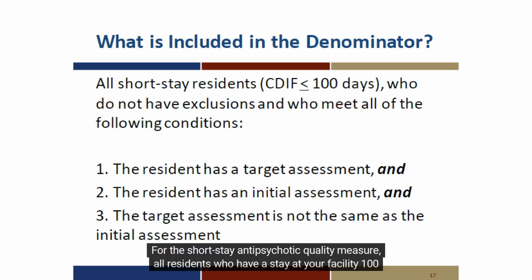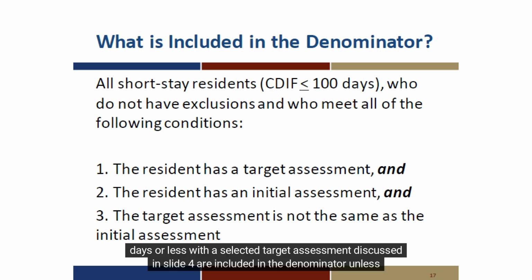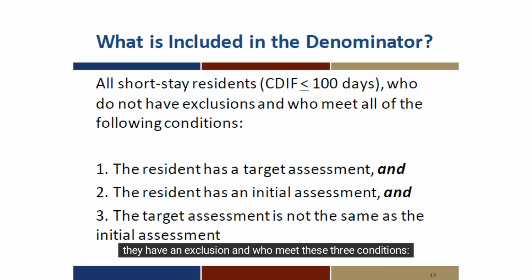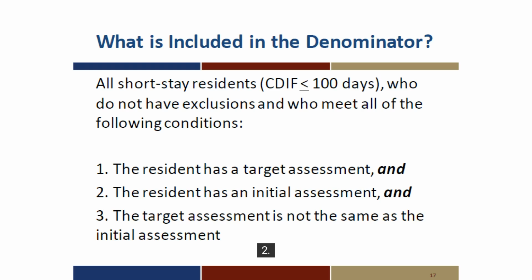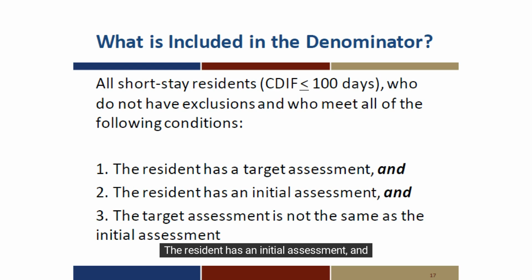For the short-stay antipsychotic quality measure, all residents who have a stay at your facility 100 days or less with a selected target assessment discussed in Slide 4 are included in the denominator unless they have an exclusion and who meet these 3 conditions. 1. The resident has a target assessment. 2. The resident has an initial assessment. And 3. The target assessment is not the same as the initial assessment.